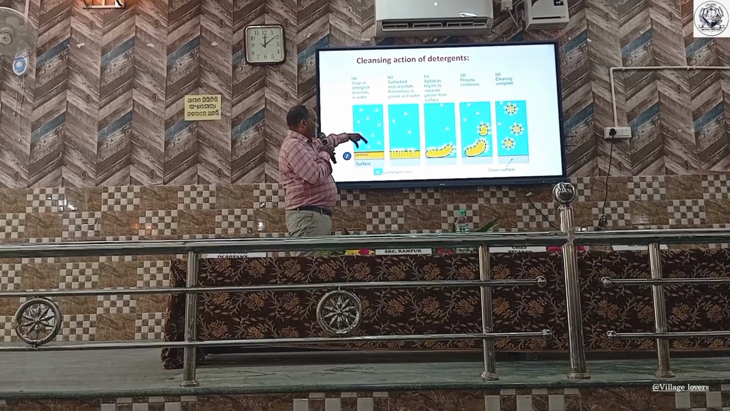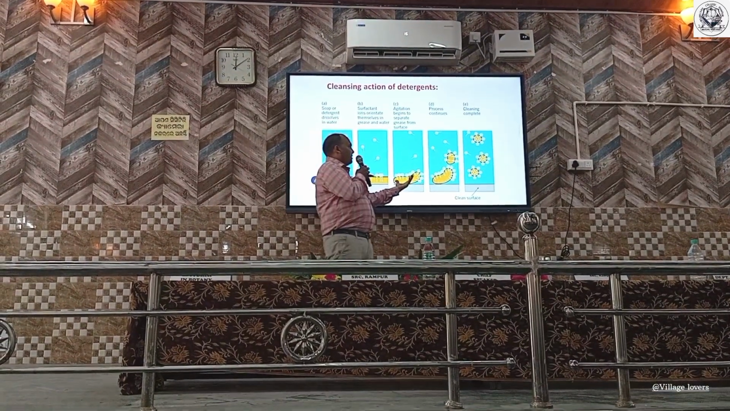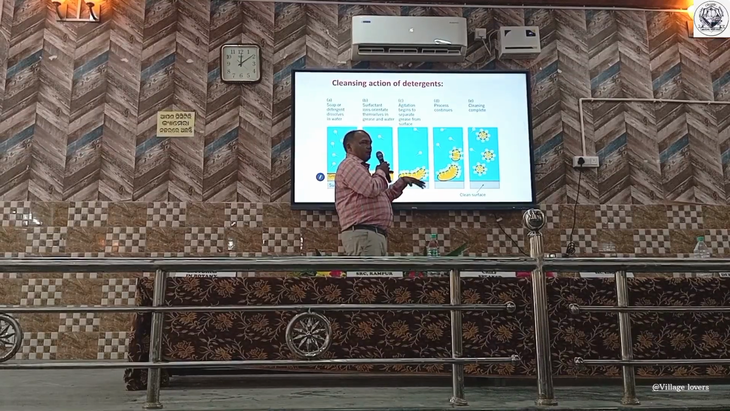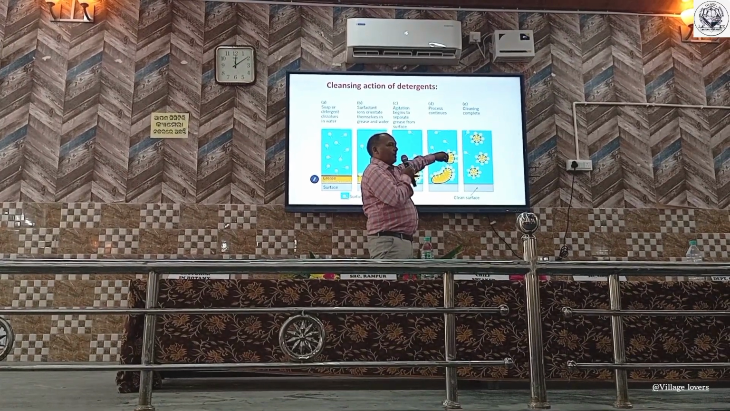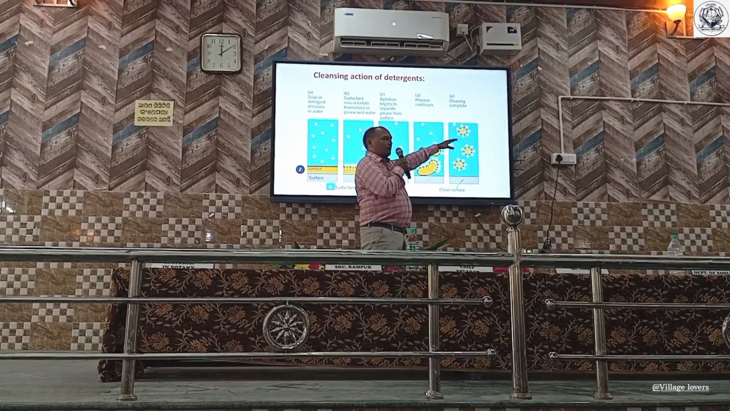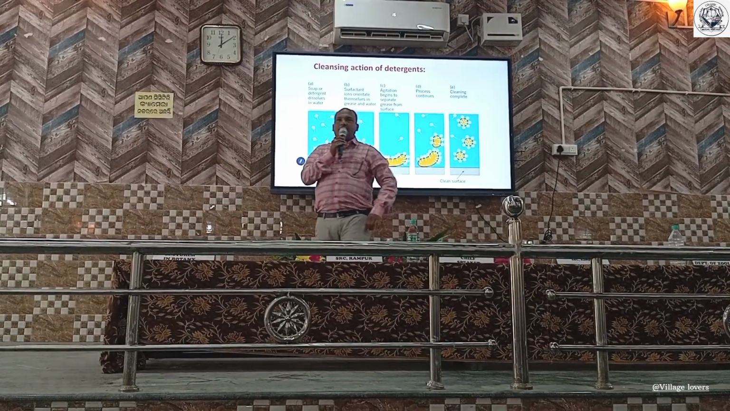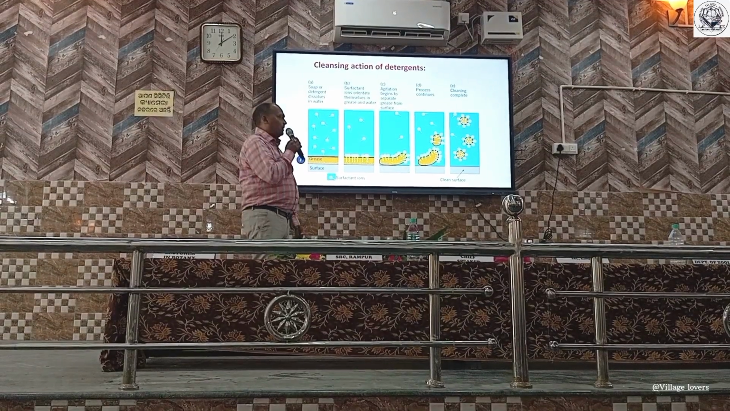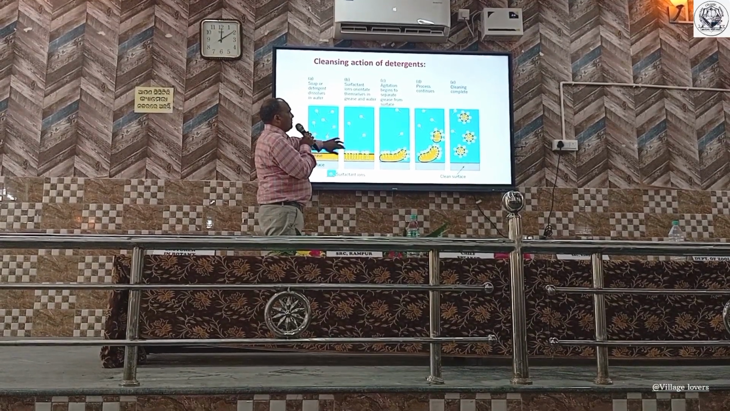So if you put in some surfactant, it adds up like this and they can form a micelle. After that, this dirt is solubilized in water and moves to the water phase, and if you remove this water, you get clean clothes. So this is the application of the cleansing action of detergent or surfactant.